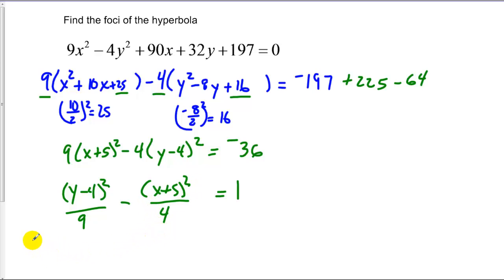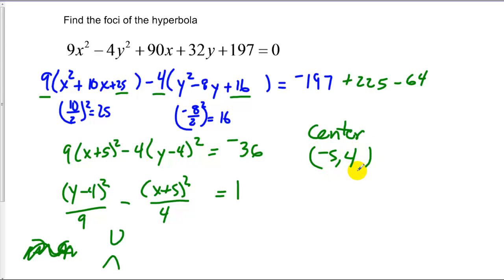So you'll notice that this hyperbola opens up and down because the y squared term leads. Therefore, I have a center at negative 5 and 4.